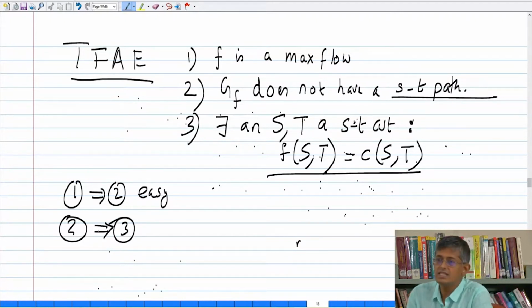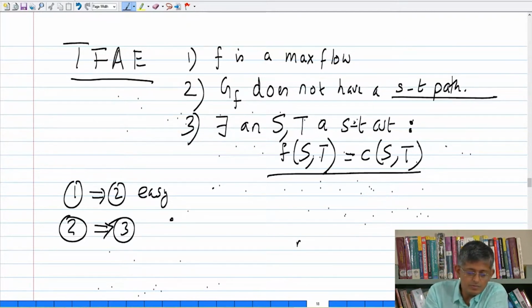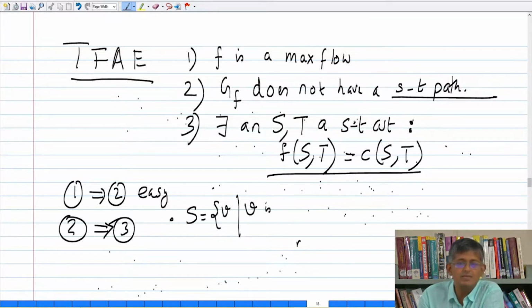It turns out that GF does not have an ST path. So I have to now construct this ST partition. Let us do this. So what do I do? S is equal to the set of all, can somebody guess what is S? The capital S. Remember what you should do, you have a max flow.